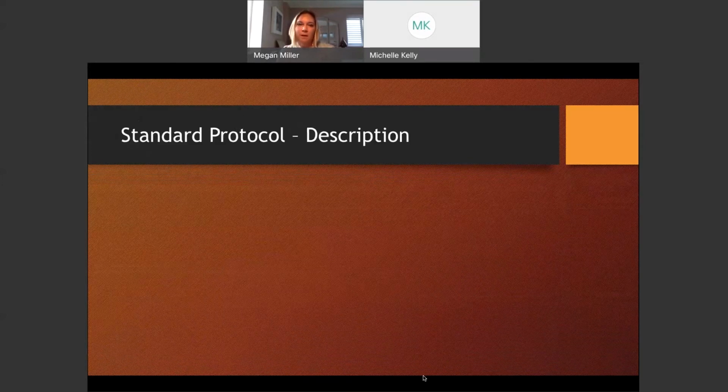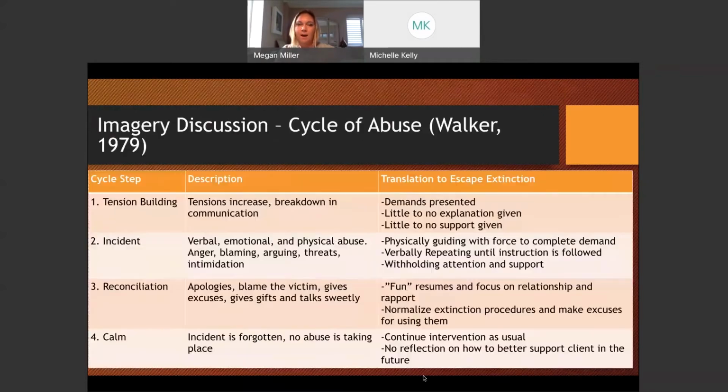So before I talk about the standard protocol, I do just want to give a disclaimer. This previous slide is my opinion and my perspective on it. This is where I see the cycle of abuse, and how I would translate it into escape extinction. So far, there hasn't been published research to explicitly say this is mirroring exactly the cycle of abuse.